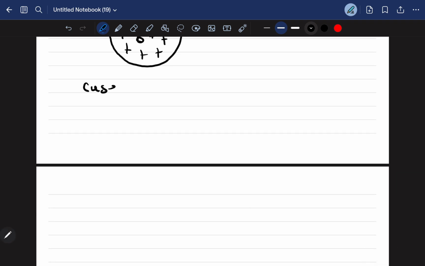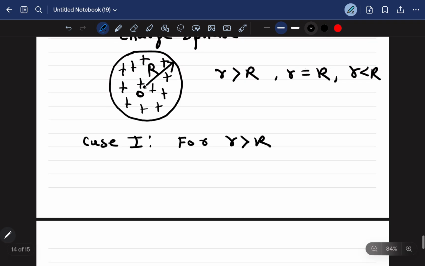Case 1 is for r greater than R. Let us consider a point P at a distance r, where r is greater than the radius R, which means outside of the sphere. We have to calculate the potential outside of the sphere.